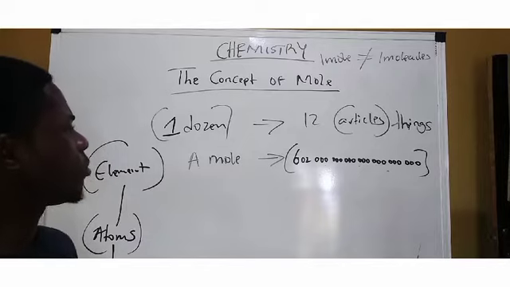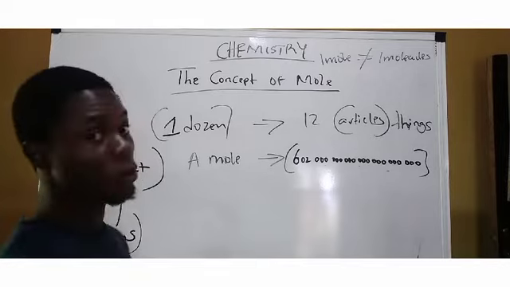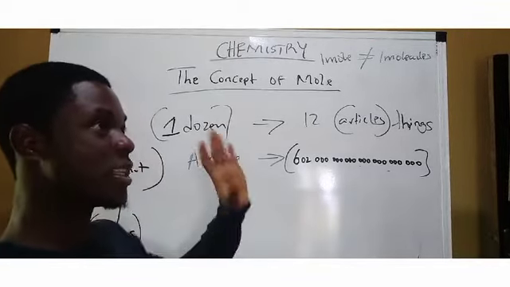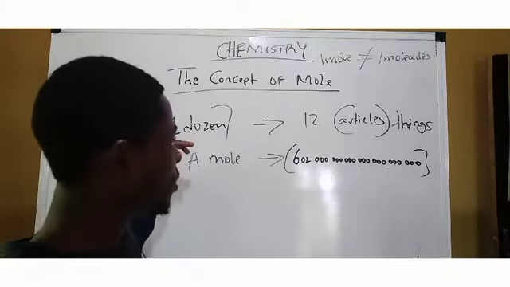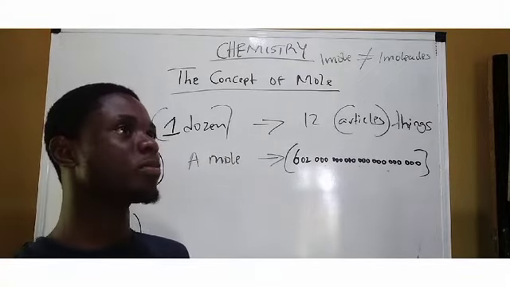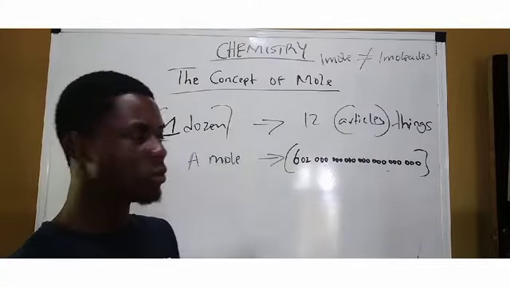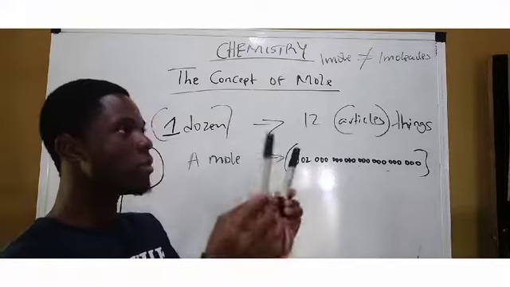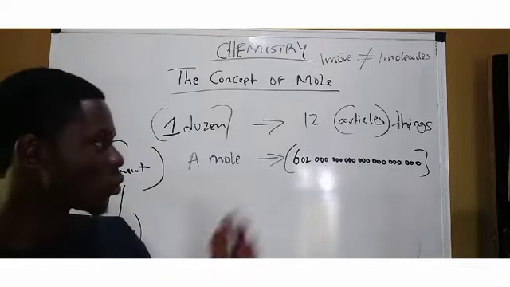Yes. Before I give a typical definition of what a mole truly is, we need to look at it from the perspective of what it is equivalent to. When we have 12 articles, it's said to be 1 dozen. So if you have, say for this marker, 12 markers, it therefore means that we have a dozen markers. That's what it simply means.